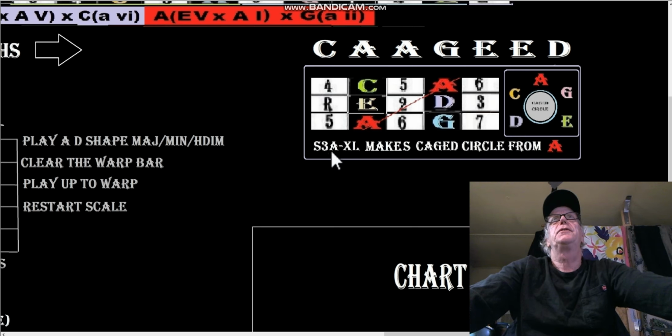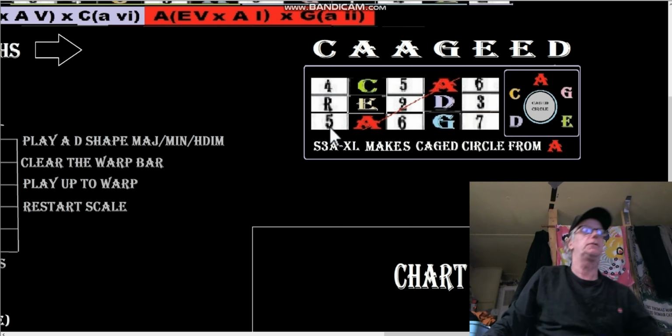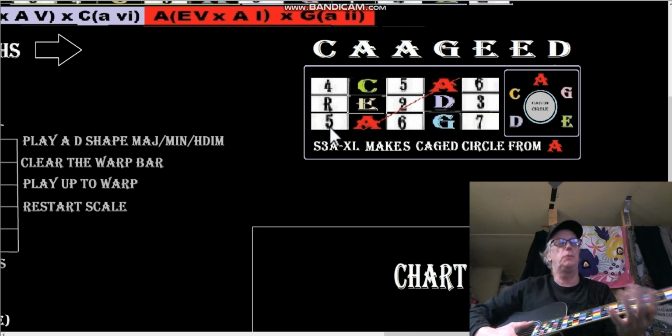Okay, so the S3, this is three strings. S3 AXL makes a CAGED circle from A. So at the A, we substitute in from 5/6 back up to an octave 5/6 and continue on with the CAGED. And that's how we can play at the open string or the capo position, or wherever you want. So you can play the long patterns wherever you want.